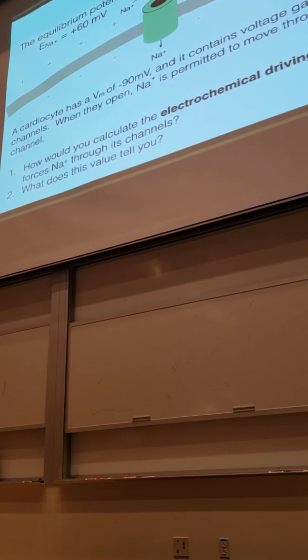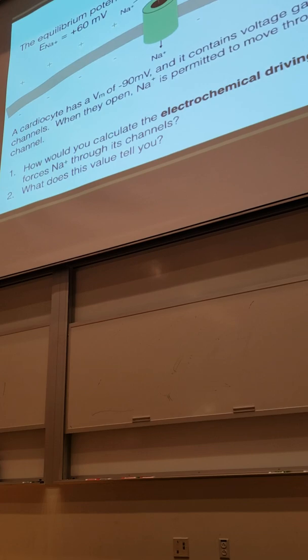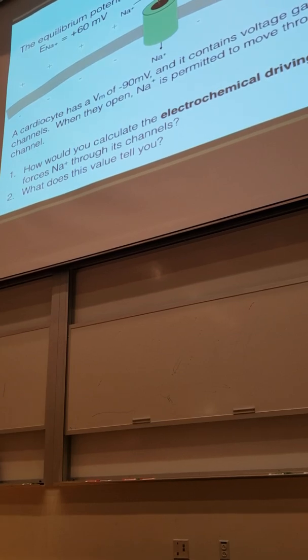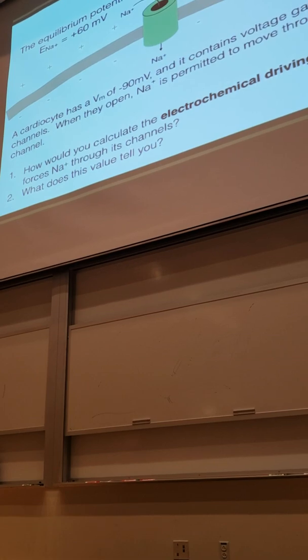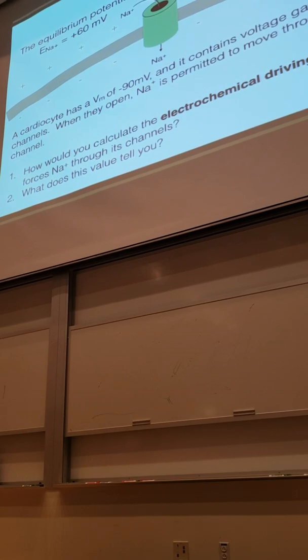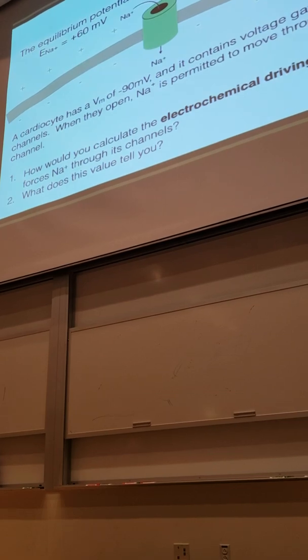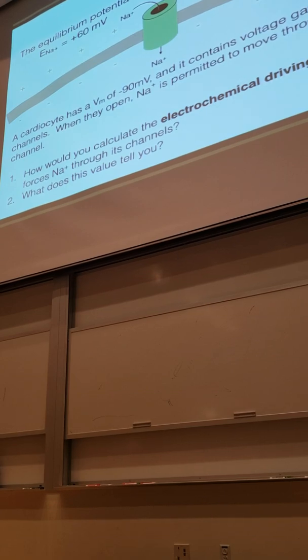Here's sort of the crux of this. There are electrical forces pushing sodium in, because it's a positive ion and it's negative inside. And there are also chemical diffusion forces pushing it. So we can combine those two and say that the electrochemical driving force is the mathematical difference between the equilibrium potential and where the membrane potential currently is, the resting membrane potential. So what is that value if we just calculate it? Plus 60 minus negative 90, what's the difference?